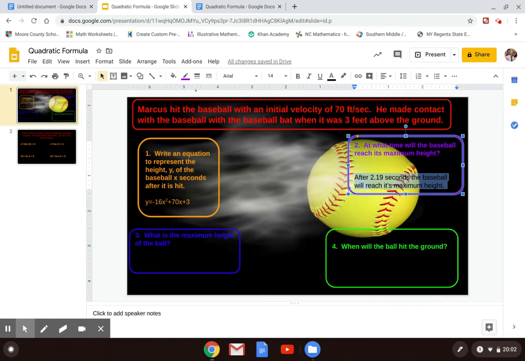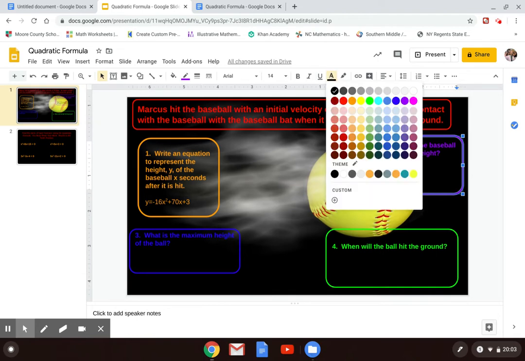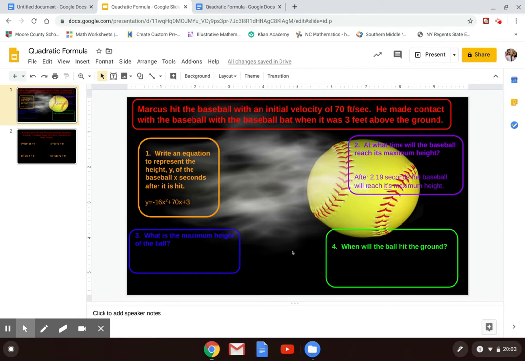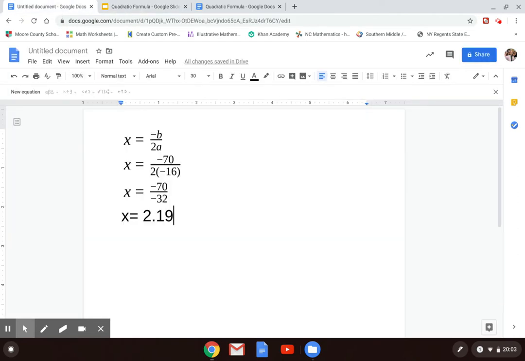So if we know that the baseball is going to be at its maximum height after 2.19 seconds, then what I'm going to do next is take that 2.19 and substitute it for x back into this equation here. Okay?